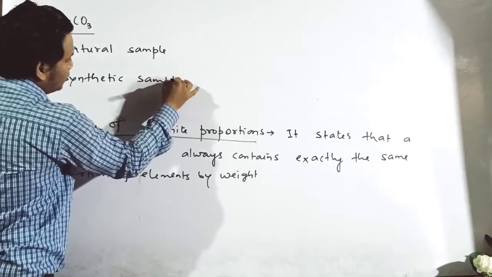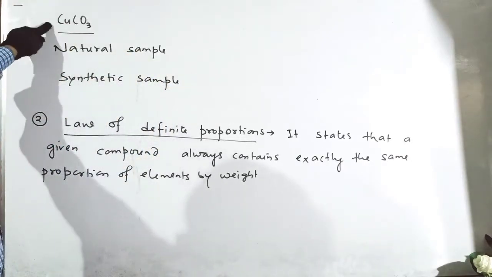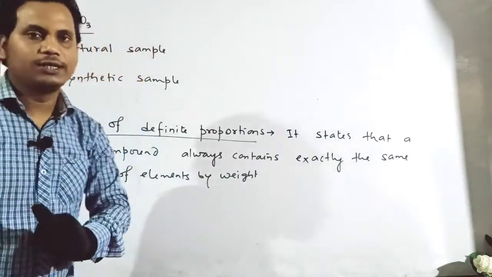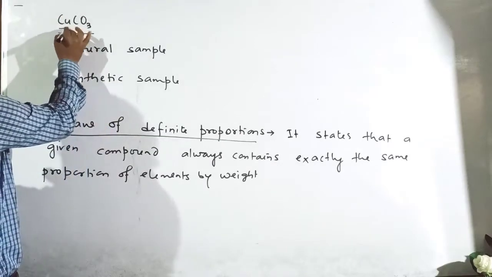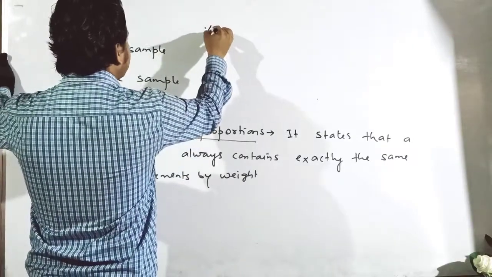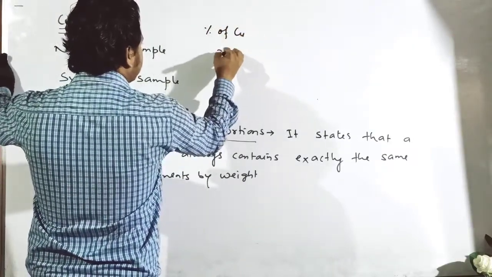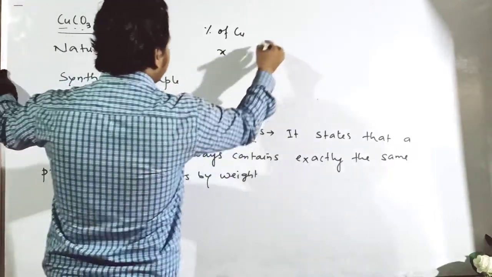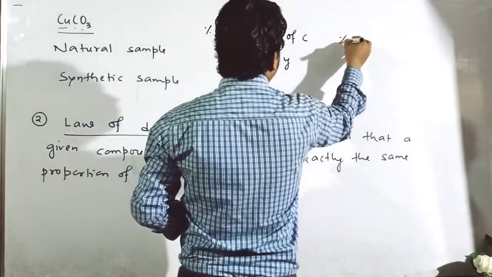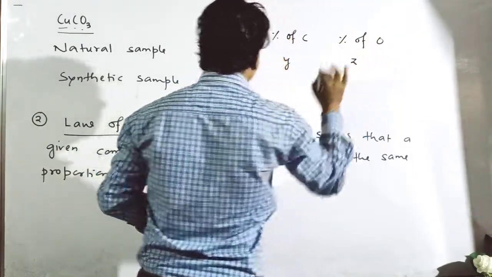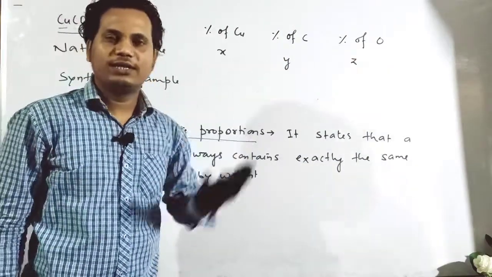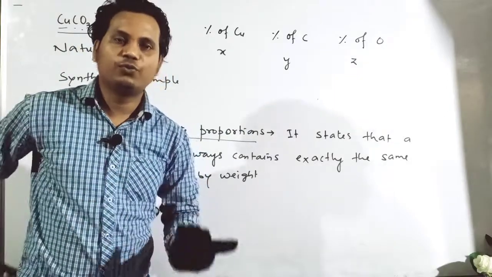It states that a given compound always contains the same proportion of elements by weight. Here copper, carbon and oxygen, three elements are there. Suppose the percentage of copper is X, the percentage of carbon is Y, and the percentage of oxygen is Z. What are X, Y, Z? Maybe some values. So how can we find them?